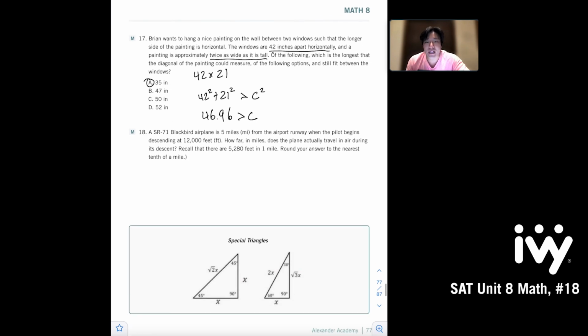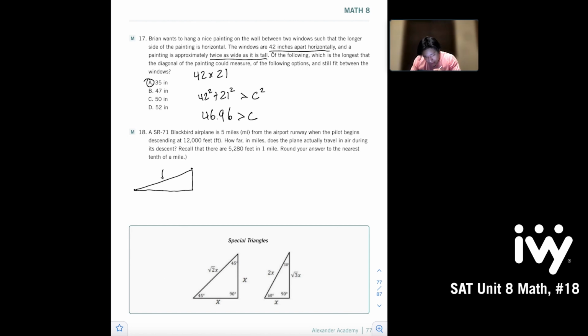Okay, question 18. An SR-71 Blackbird airplane is 5 miles from the airport runway when the pilot begins descending at 12,000 feet. How far in miles does the plane actually travel during its descent? Recall that there are 5,280 feet in 1 mile. Round your answer to the nearest tenth of a mile. So we have our plane up here, let's call it, and then we'll have our runway down here. So let's draw out this triangle that we know we have.